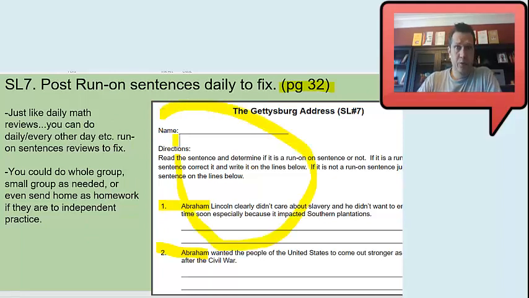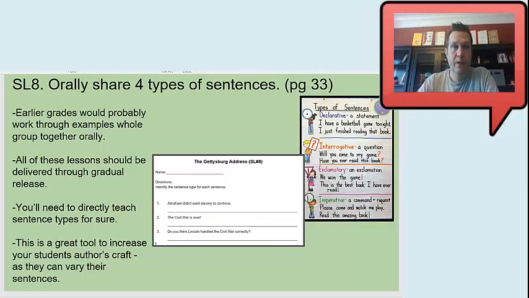But this is a great way to add in some daily review. There's lots of different daily prompts, those kinds of things. This would be something to add in, continually bring it in until you see your kids are very fluent with that. Then it probably wouldn't be an issue at all after that point.